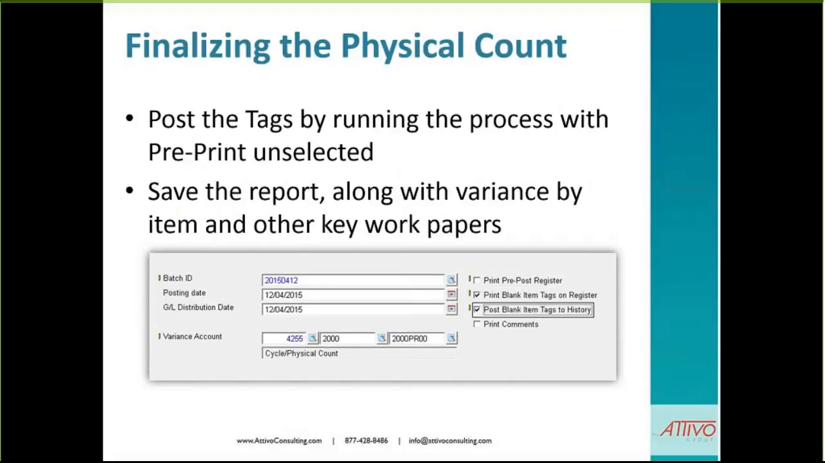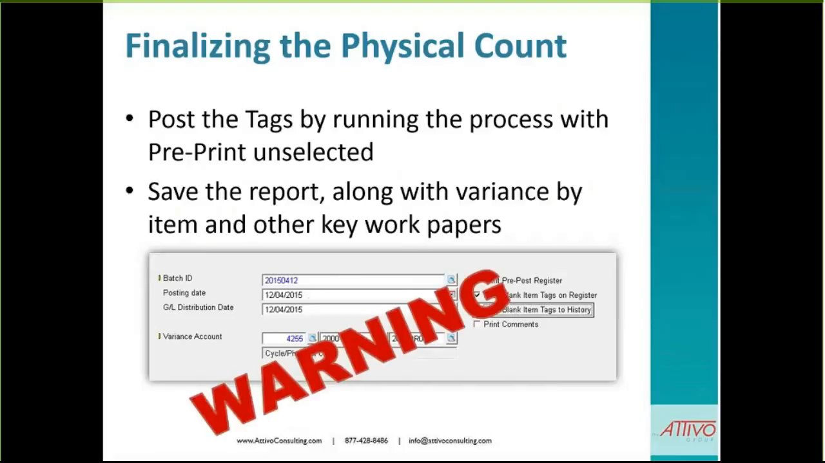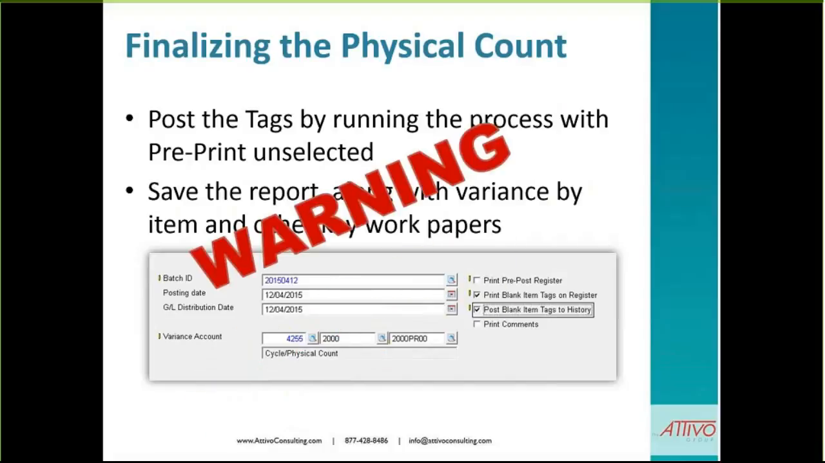Post the tags by running the process with the preprint unselected. So there are 2 phases to that. The first is to run it with a preprint post register, then you run it with that turned off. Warning. Once you've posted it, you don't get to do the variances anymore. You're done. Now, we actually had a client who said, I accidentally posted my count. Can I get back all the variance information? The answer is no. Can I get tag accuracy? No.